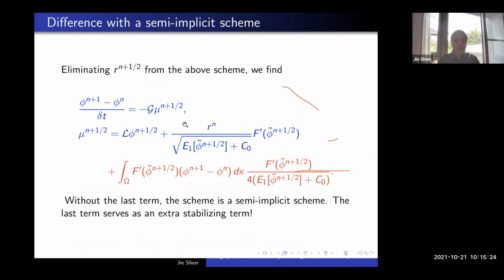this is our scheme. Can someone clear this? Someone is writing on the screen. I don't know why. Okay, anyway.